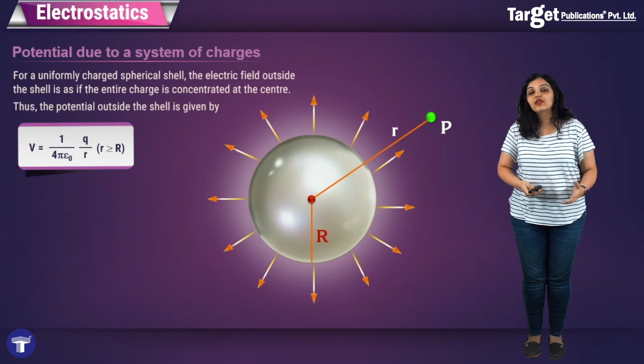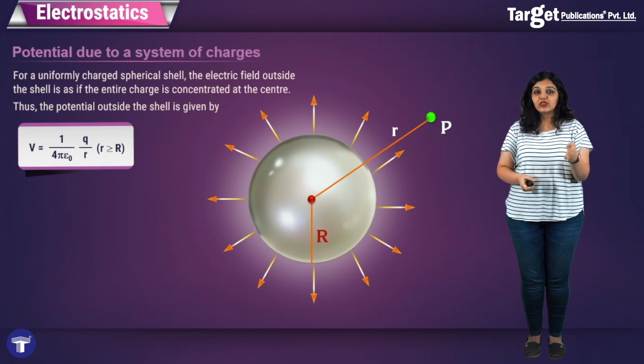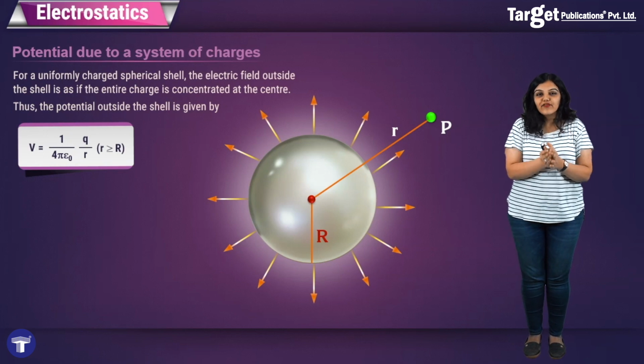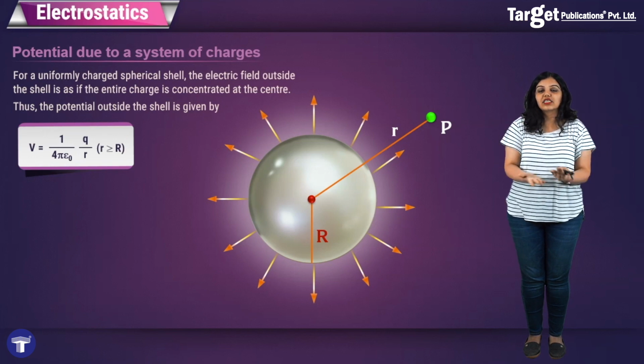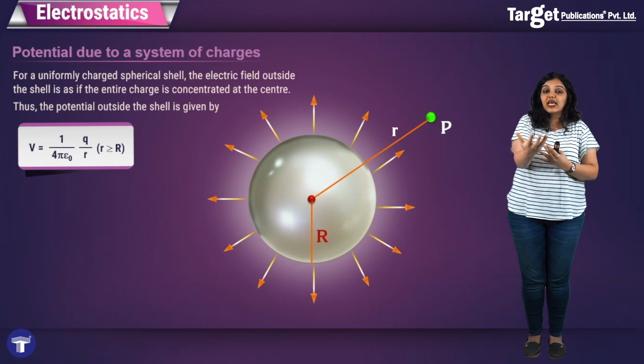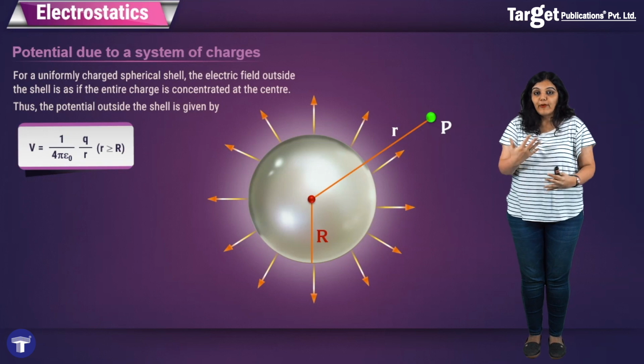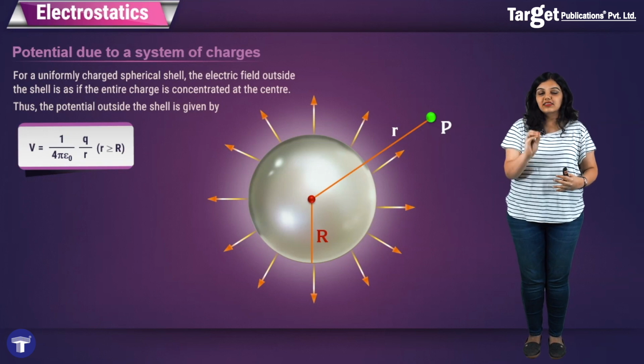But if you take a look at this carefully, this is the same expression that you've got for a point charge, and therefore we say that a uniformly charged spherical shell, if you see it from the outside, it's as if it was just a point charge located at the center of the shell.